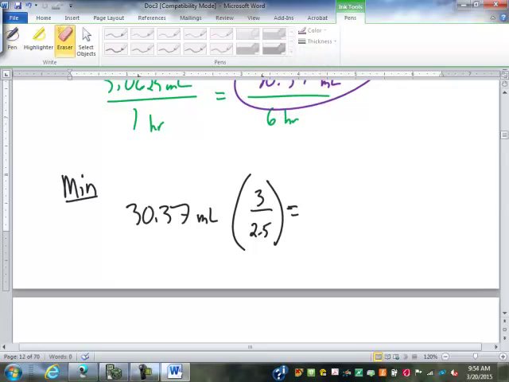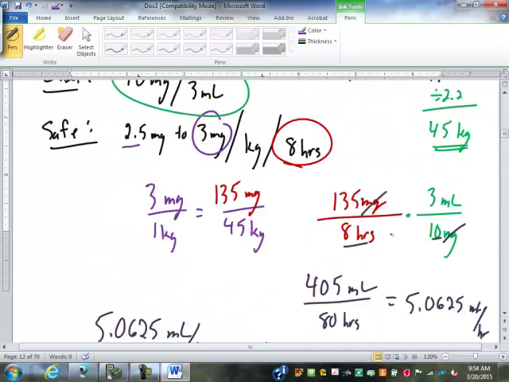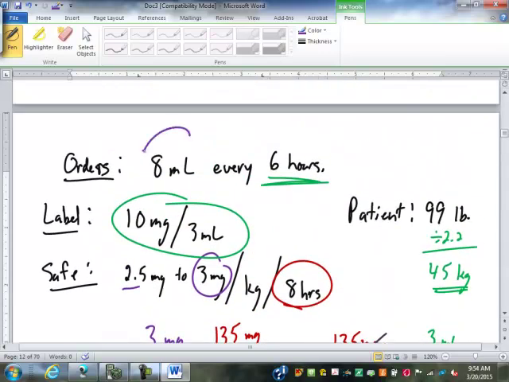Oops, I did that wrong. The 3 is going to go on bottom. 3 and 2.5. There we go. I was at 25 point what? So 25.3 basically milliliters. That's every 6 hours again. So basically this doctor's orders, while not harmful, are probably too small to be effective.